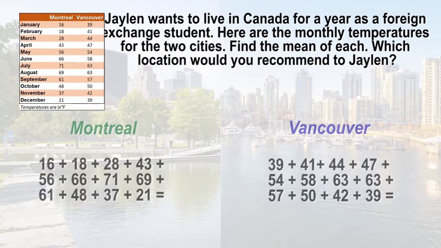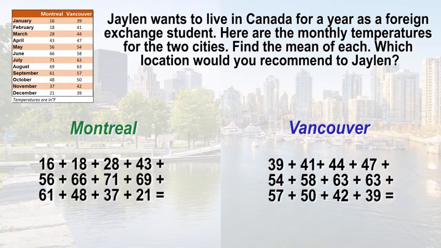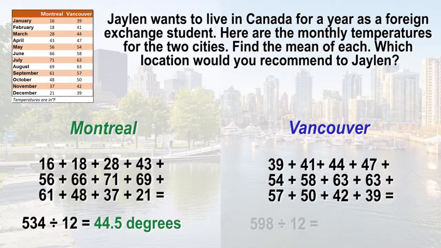We can find the mean temperature for each city by adding all the data in each column and then dividing by the number of data points, which would be 12 for 12 months of the year. Montreal's mean temperature is 534 divided by 12 for an average of 44 and 5/10 degrees. Vancouver's mean temperature is 598 divided by 12 for an average of 49 and 8/10 degrees.